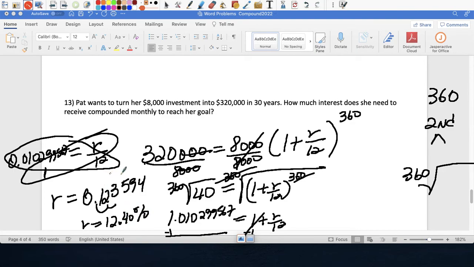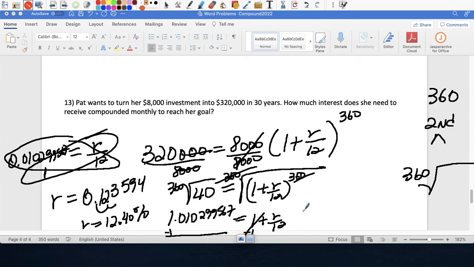All right, that's tough. 12% a year. Not easy. If you can find something that earns that, and if you put $8,000 today, and you find something that pays you 12.40% every year, compounded monthly, you come back to it at 30 years, you'll have $320,000.